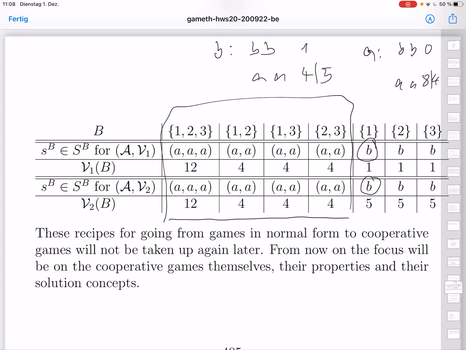But as I said before, these two recipes from games in normal form to cooperative games are not so important now looking back, so we will not take them up later again. From now on, the focus will be on the cooperative games themselves, their properties and their solution concepts.